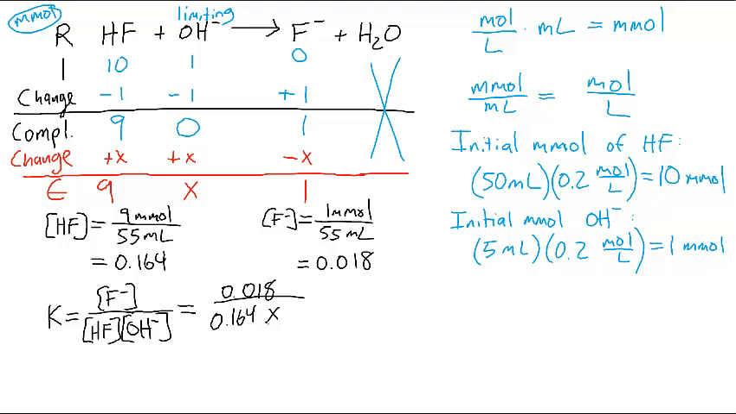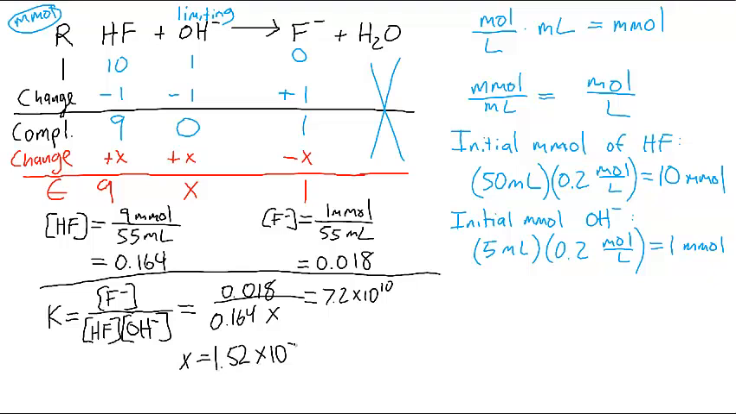So I know that's equal to 7.2 times 10 to the 10th. So X is going to be very small. What is it? All right, X represents what here? Concentration of OH minus.